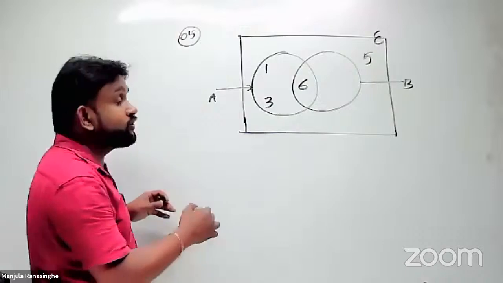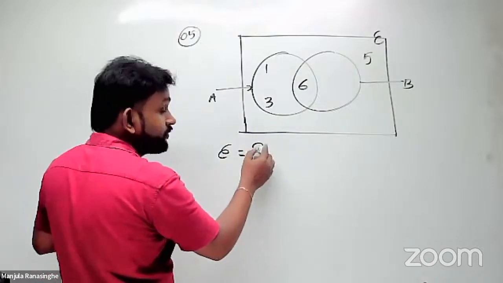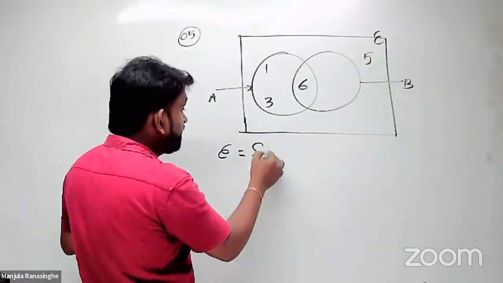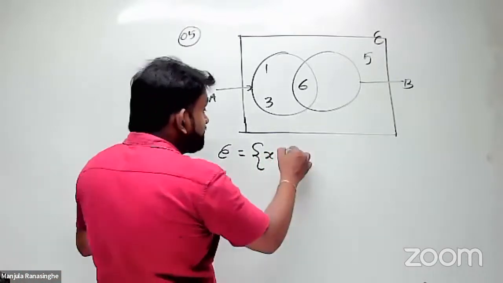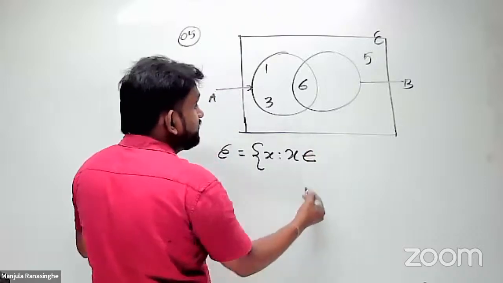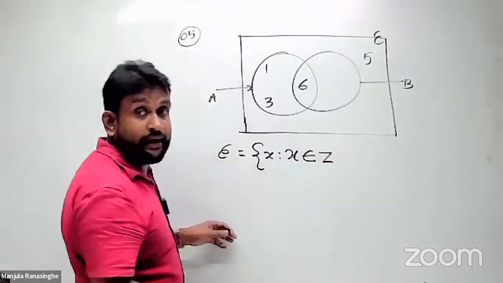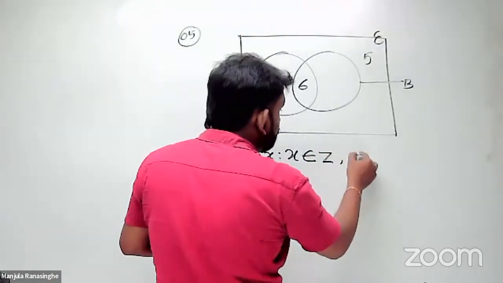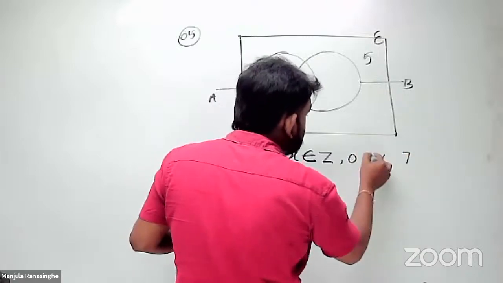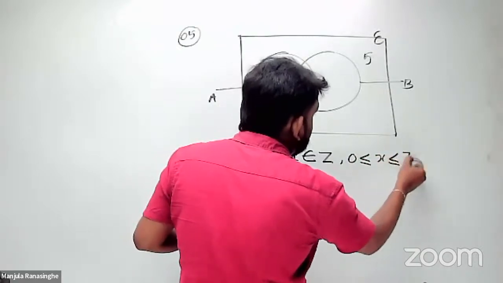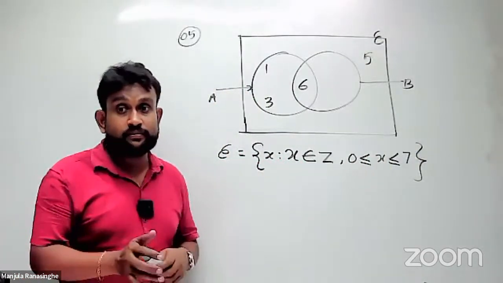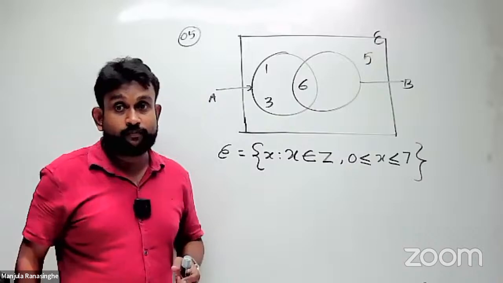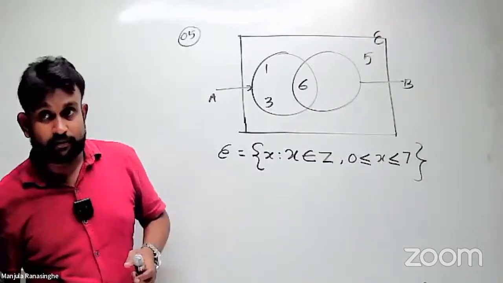They have given the universal set: x such that x is an element of Z, and here 0 less than x less than 7. The symbols for such that and element are missing. There are a few small things in the question. It shall be 7. Okay, right.